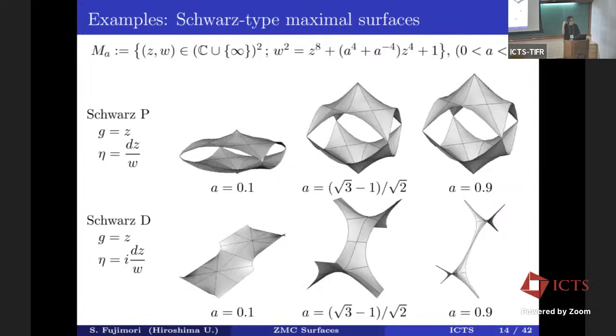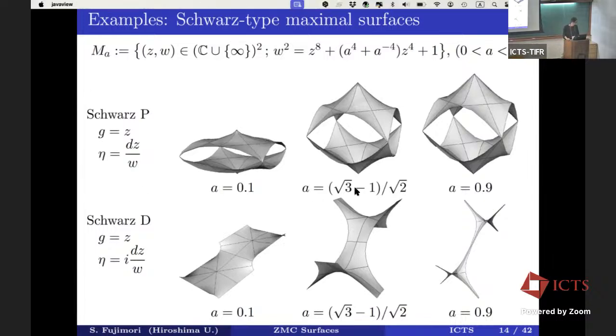Okay, so now let's see the maximal surfaces with the data of Schwarz surface. In the Schwarz P surface, we have many catenoidal necks, but in the maximal surface we have many cone-like singularities here.